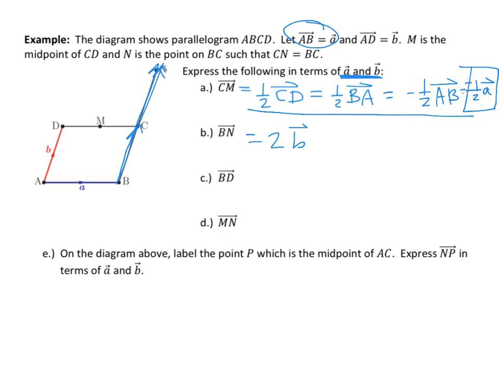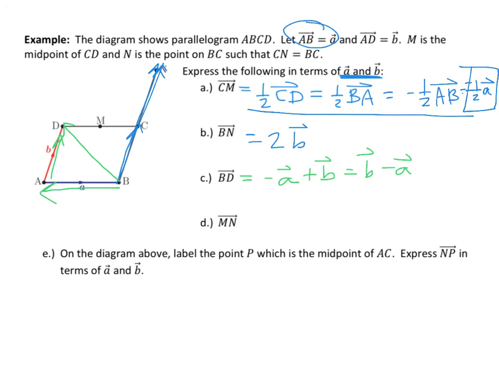Okay, now what about getting from B to D? Let me use a different color here. If I wanted to get from B to D, I feel like I could use this vector backward, and then I could use this one. Well, cool. So I could just write negative a plus b, or in other words, b minus a. Either one of those things would be acceptable.